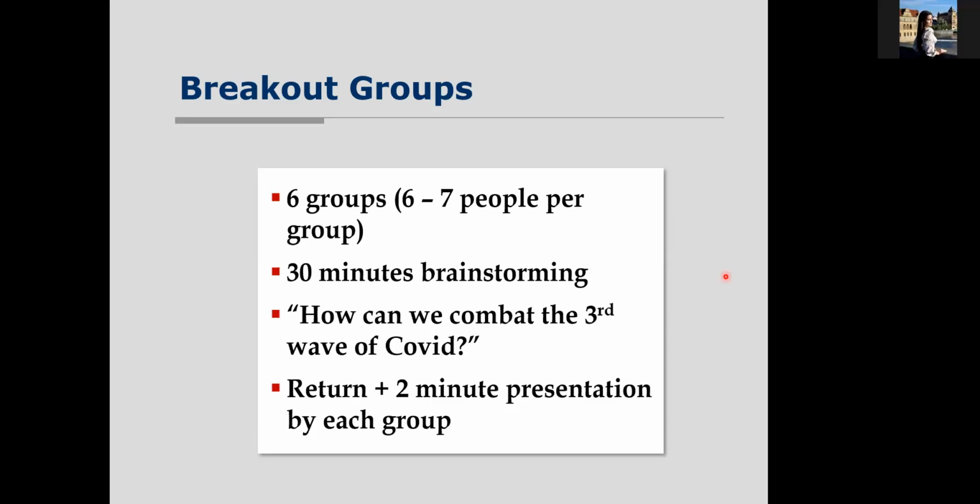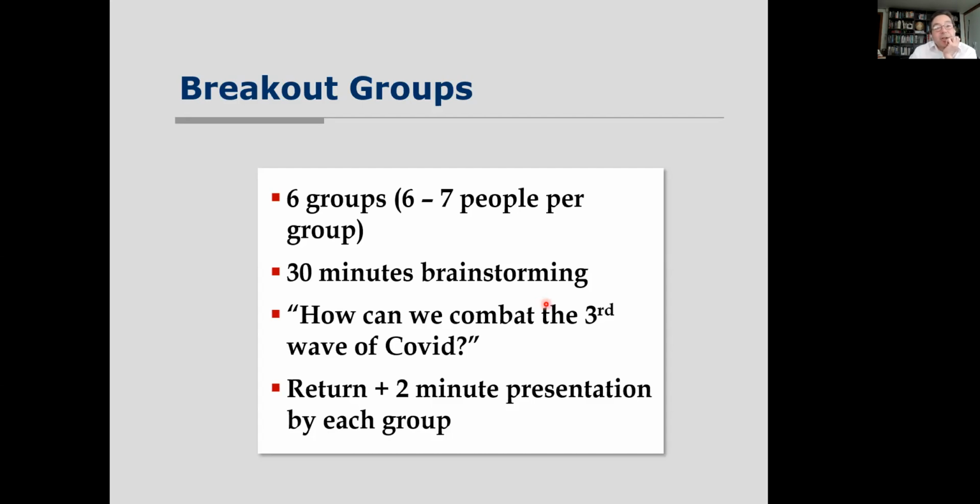Are we supposed to create groups by ourselves? No, I'm going to create them randomly. So I have here create breakout rooms, and let's create 6 breakout rooms. I will automatically assign the 8 to 9 participants.